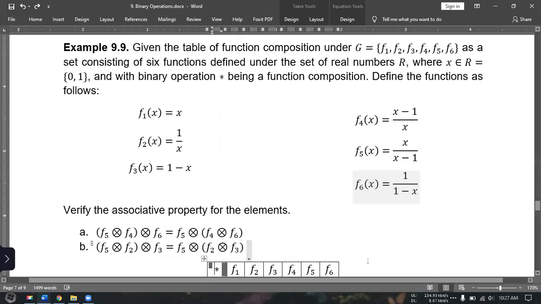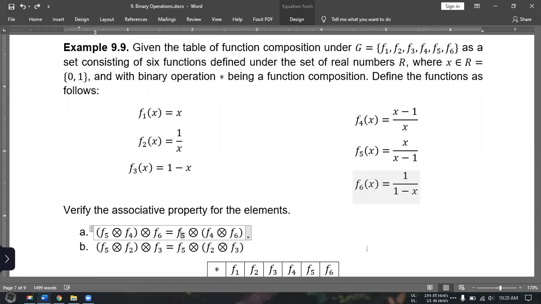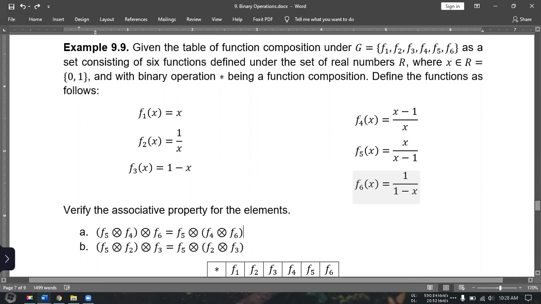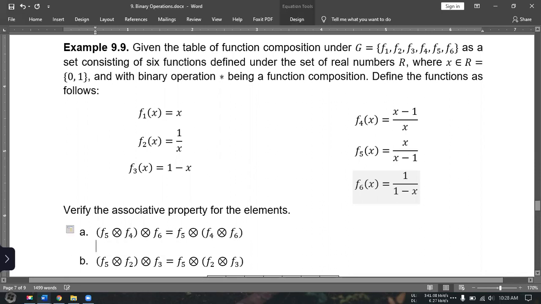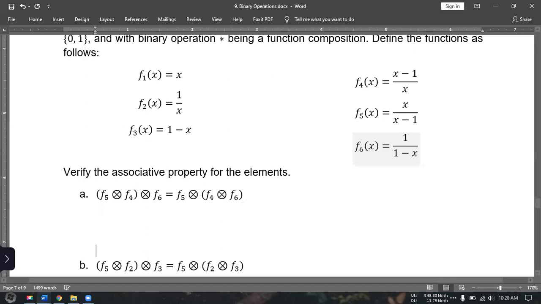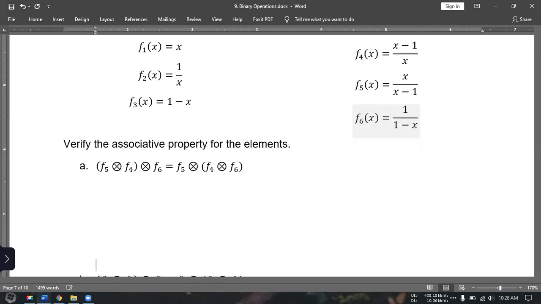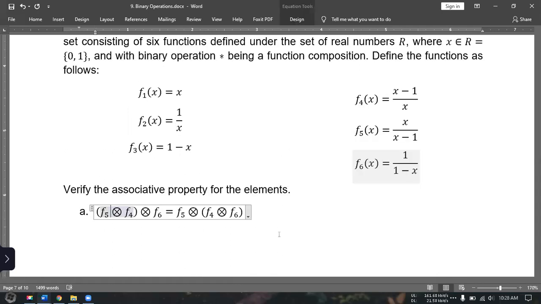So first, we have F sub 5 times F sub 4 times F sub 6, is it equivalent to F sub 5 times F sub 4 times F sub 6? Now, without the table first, let's try to solve this algebraically. This binary operation is not multiplication. This is the binary operation, composition of functions.